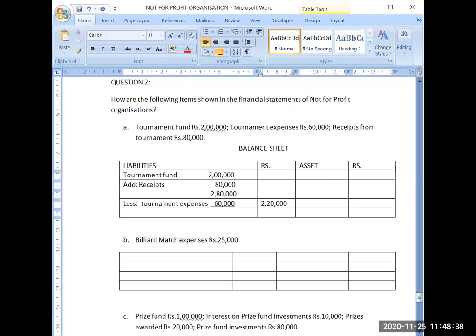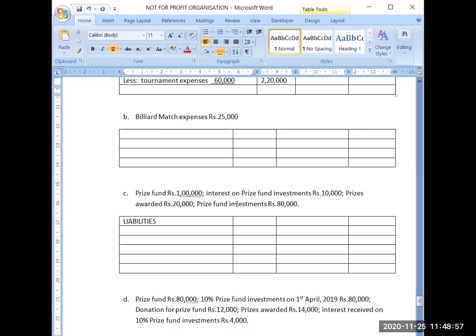This way we will present this information in the balance sheet. We have a fund, some expenses for that fund, and some receipts for that fund. Receipts are added to the fund balance and expenses are deducted from the fund balance. This is called fund-based accounting. Now see the next information.